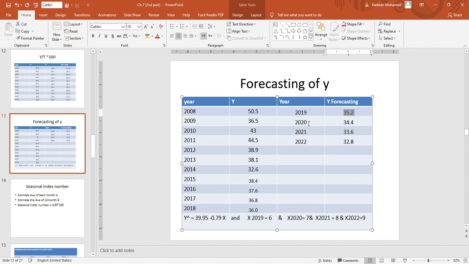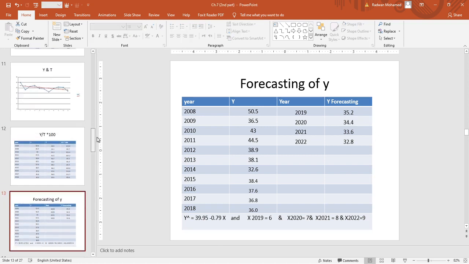Okay, what about 2020? It is the same here. It will be 7, since it is after 2019. It's a number, it's an order, you know. So using this equation, 39.95 minus 0.79, open the bracket, put 7 and close the bracket. It will equal 34.4, and so on.